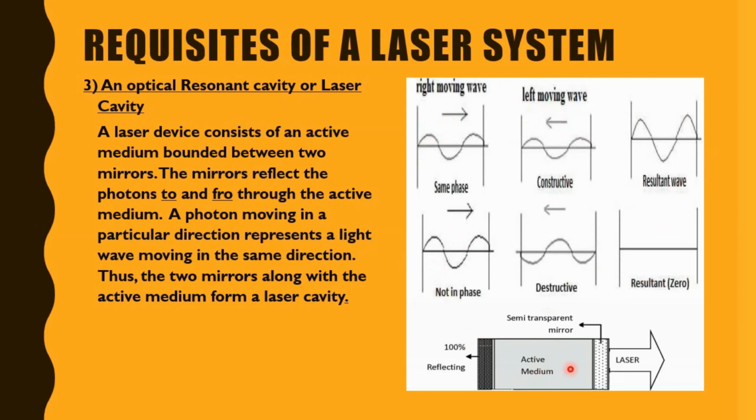Now what it states is that a laser device consists of an active medium. So this is the active medium and it is bounded between two mirrors. This is one mirror and this side is another. The mirrors reflect the photons to and fro, so this mirror will reflect to and fro in this active medium. A photon moving in a particular direction represents a light wave moving in that direction. Thus the two mirrors along with the active medium form this laser cavity. So these two mirrors, together with the active medium, are creating this laser activity.